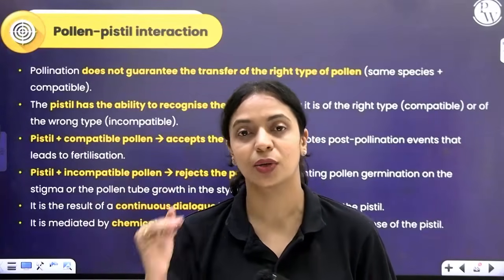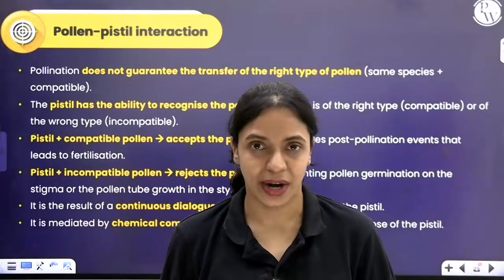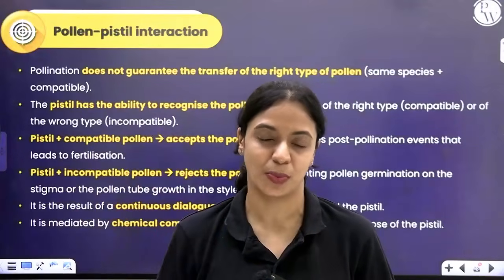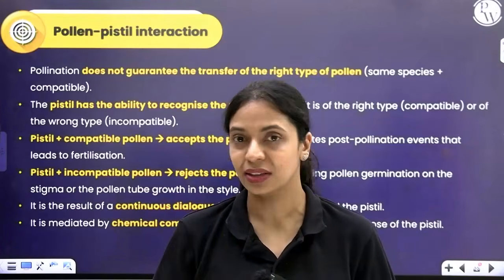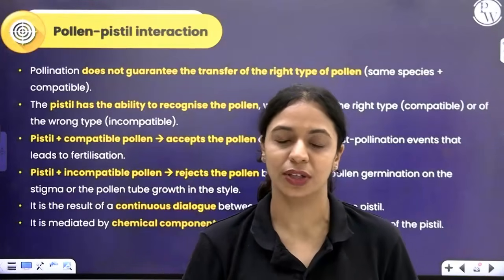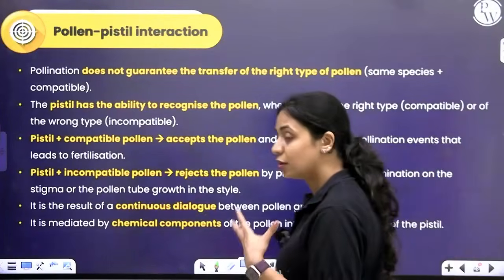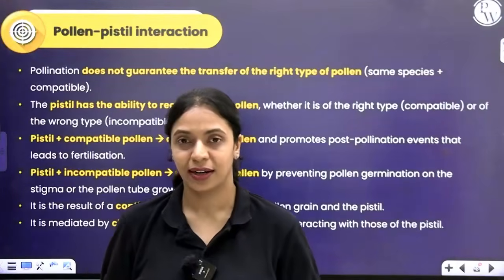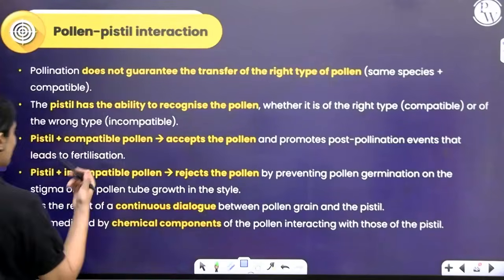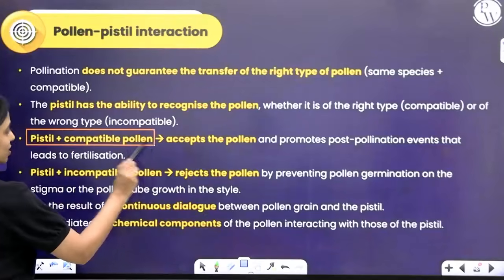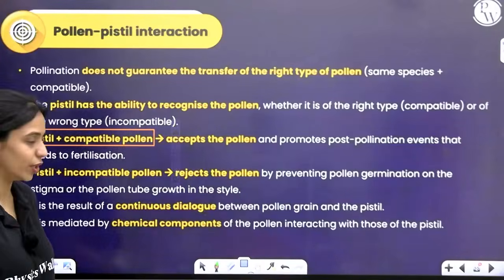If it is accepted, it will allow the pollen grain to form the pollen tube. If for some reason, because of self-incompatibility or because the pollen belongs to some other species, the stigma can reject that pollen. If the stigma rejects the pollen, then the pollen grain will not be allowed to form the pollen tube into the style. Okay. So, if the pollen is suitable for that plant, it is called compatible pollen. If the pistil or stigma specifically comes across a compatible pollen, it will accept it and allow it to germinate and form the pollen tube.